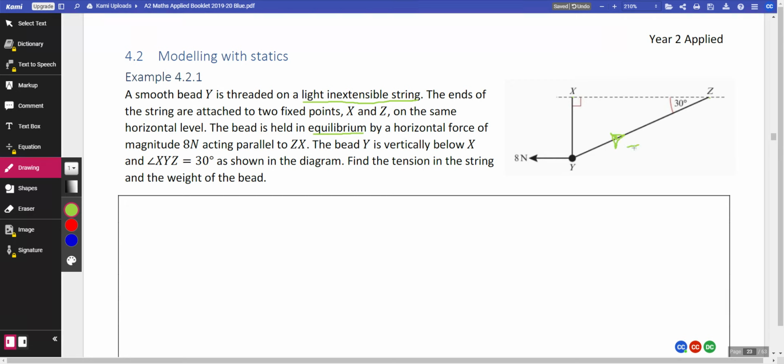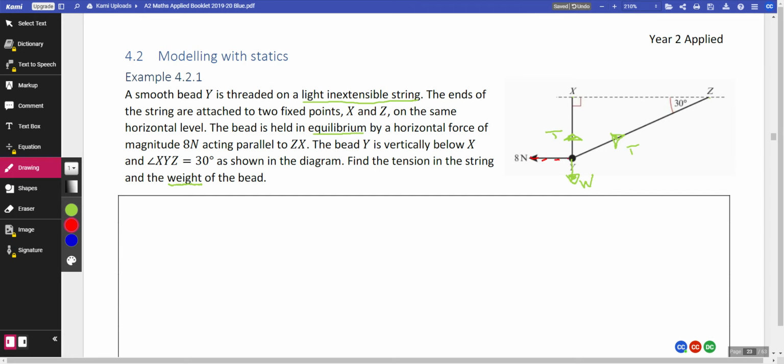So we've got tension acting away from particle P on both strings, and because we've got this light and extensible string, they are equal in magnitude. We've also got the weight of Y, and that will act vertically. It always acts vertically, just be careful. Here we've been asked to find the weight of the bead and not the mass, therefore I'm not using mg, I'm going to use W.